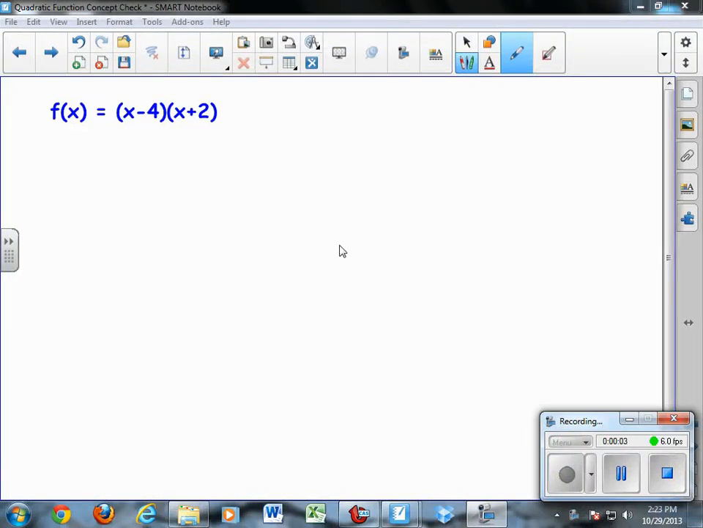Talk about quadratic functions and their graphs. So this will be part 1, quadratic functions and their graphs, part 1. This is intercept form. It's very easy to find the x-intercepts from this form of the function. So let's think about how we find x and y-intercepts.